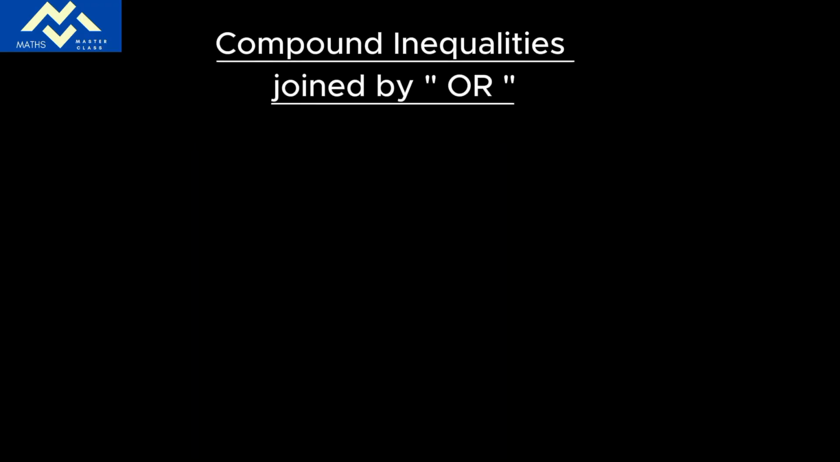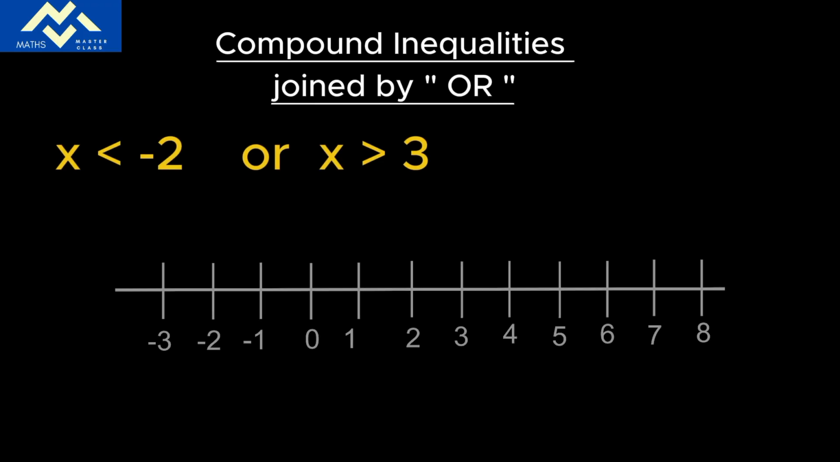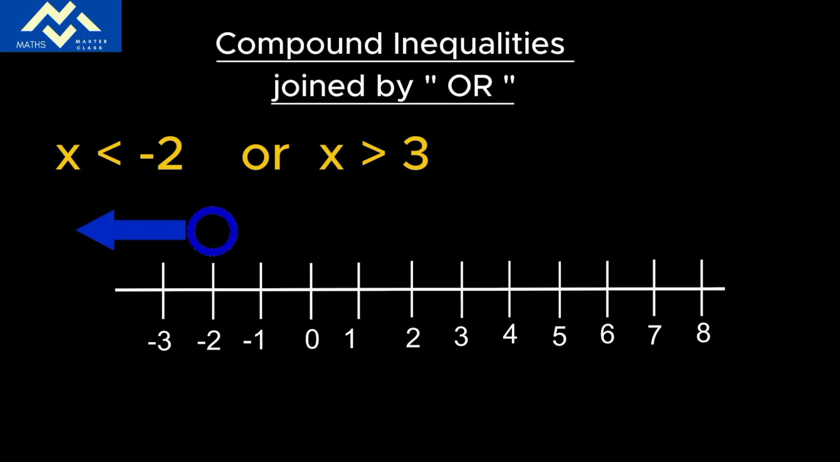Compound inequalities joined by or. Some compound inequalities have two separate solution sets. For example, x is less than -2, or x is greater than 3. To graph this inequality, draw an open circle at -2 and point the arrow to the left. Draw an open circle at 3 and point the arrow to the right. Notice that the graph has two separate regions. One region contains all numbers less than -2. The other region contains all numbers greater than 3.